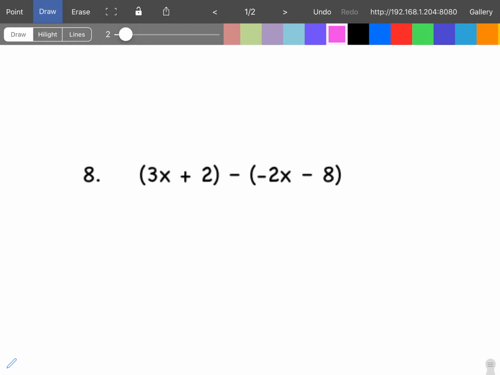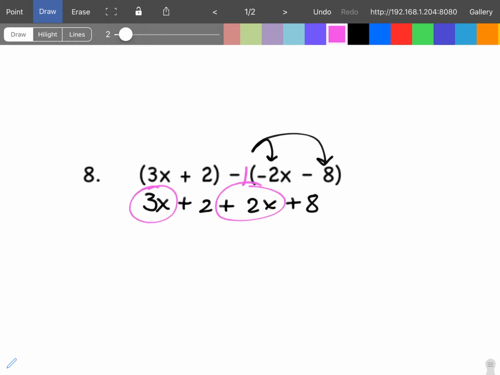On number 8, again, I need to distribute that negative 1, so I bring down my 3x plus 2. That's going to end up being a plus 2x and a plus 8. Add my like terms together, and I get 5x, and then 2 plus 8 is going to be plus 10.